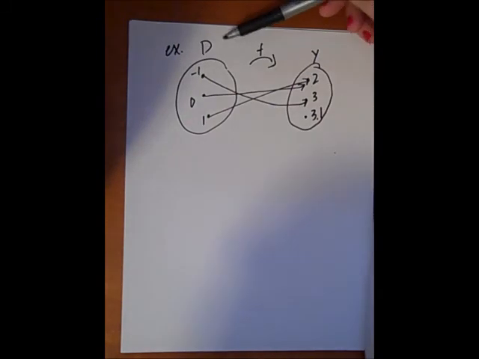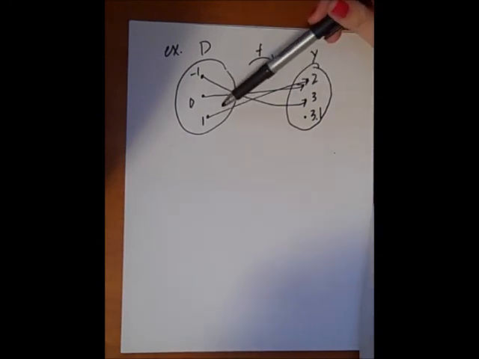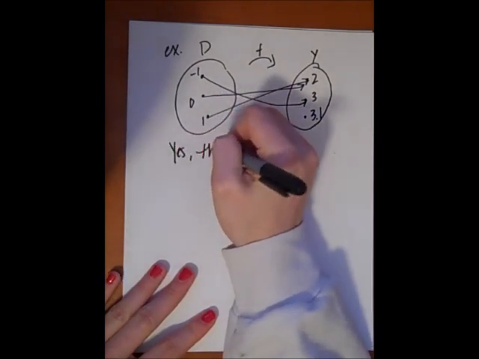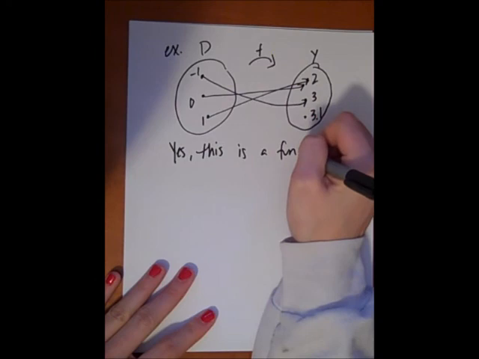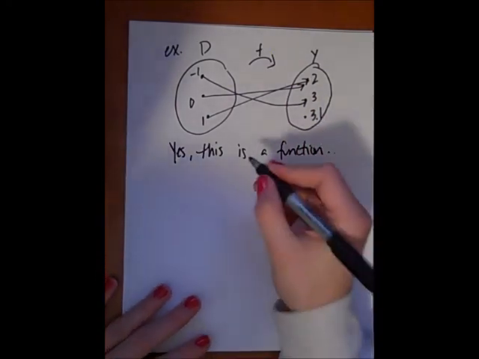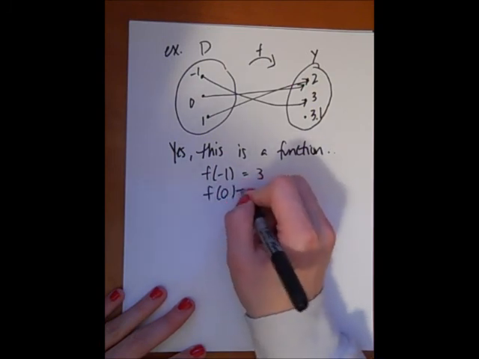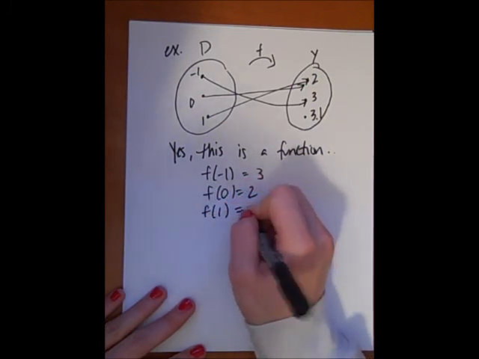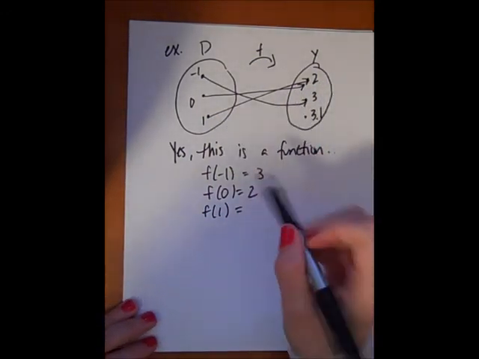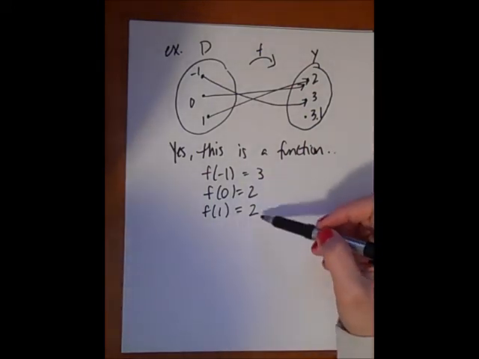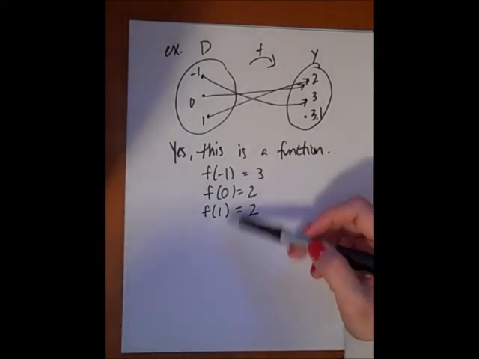Well, let's see. What's the output for -1? -1 went to 3, so the output is 3. What's the output for 0? 2, so yes, that's okay. What's the output for 1? Also 2. That's okay. So yes, this is a function. And the way we could write this is we could say f of -1 equals 3. f of 0 equals 2. What was f of 1? 1 was mapped to 2, so also equals 2. One thing I do want to mention, it's okay that I had the same output, I just can't have the same input more than once.